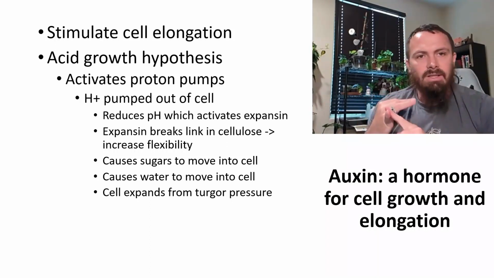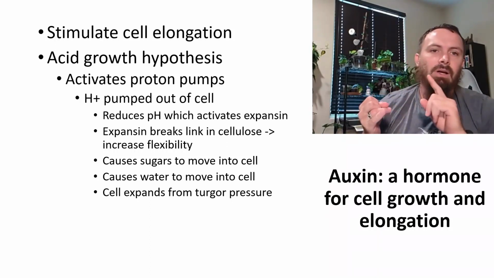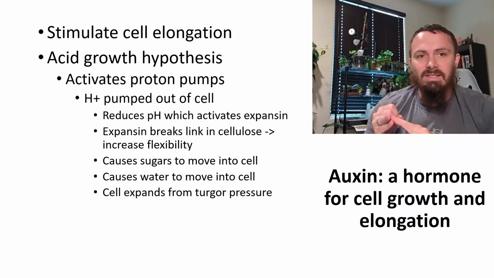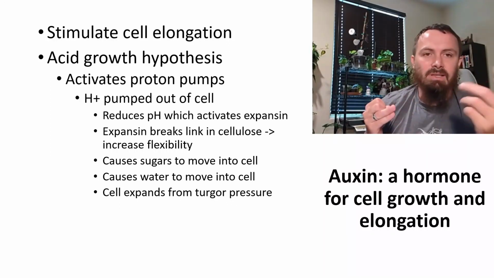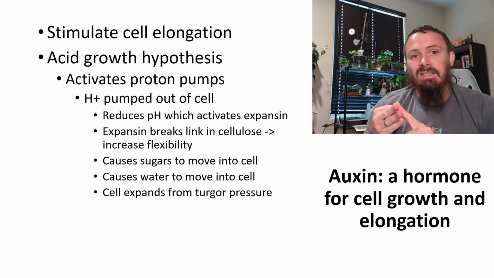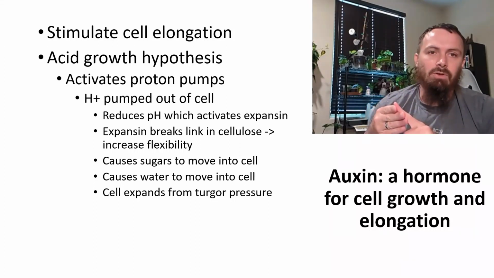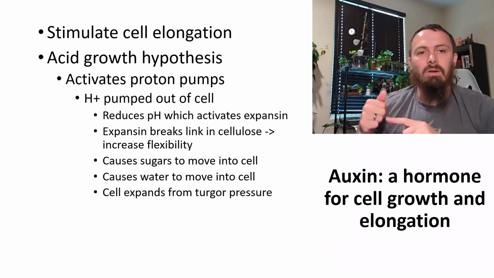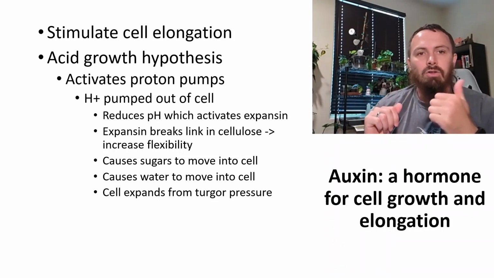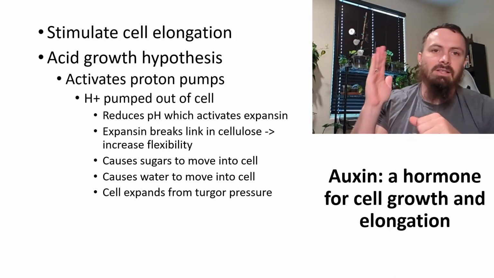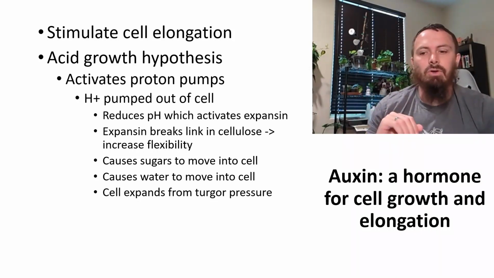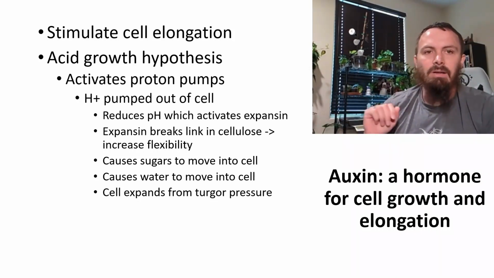So auxin goes down, activates proton pumps. Protons get pumped out, lowers the pH, makes it more acidic. Activates expansin, which increases the flexibility, which allows more solutes to diffuse in, which allows more water to diffuse in, which increases the turgor pressure. Turgor pressure plus flexibility causes it to push over. That's the acid growth hypothesis, which is mediated by auxin.